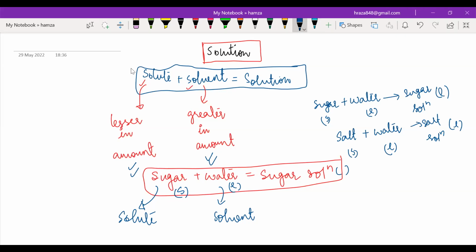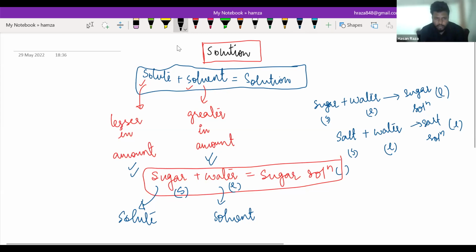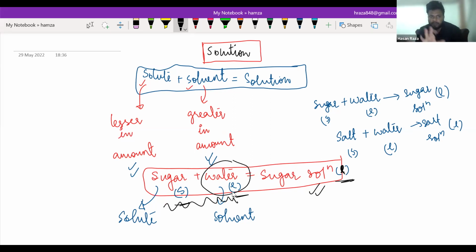Now see, the second method to recognize which one is solute and which one is solvent is to go for physical state. I just told you that sugar solution has a physical state liquid, and then compare the physical state. This is liquid, this is liquid, and this is solid. The one which has the same physical state as the solution is the solvent. That means, whatever the physical state of the solution is, whichever of the two matches it will be your solvent, and the other one will be solute.